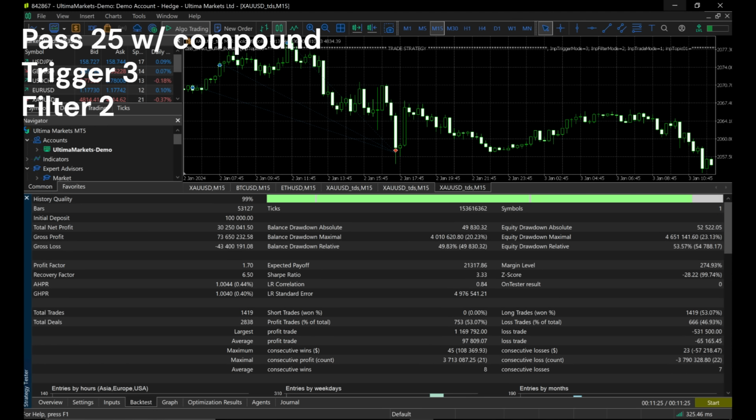This is why the equity curve begins to accelerate dramatically in the later stages of the test. As the account grows larger, position sizes increase, and profits start expanding exponentially. So what we are seeing here is a classic example of compound growth in algorithmic trading.